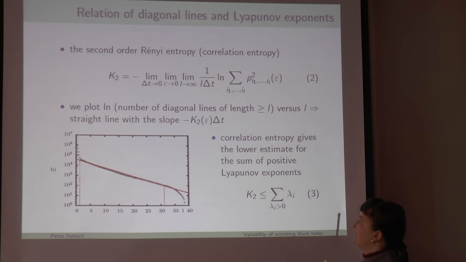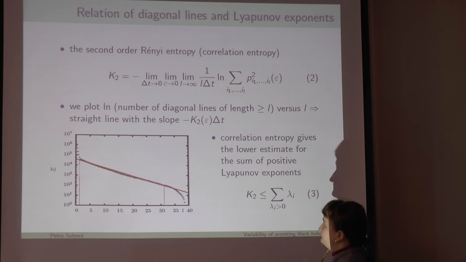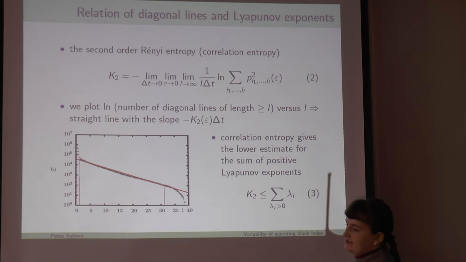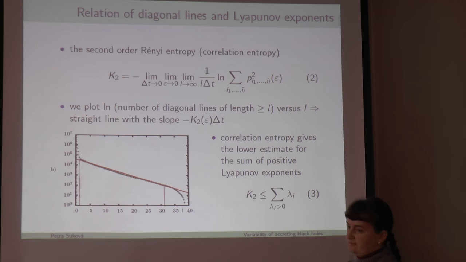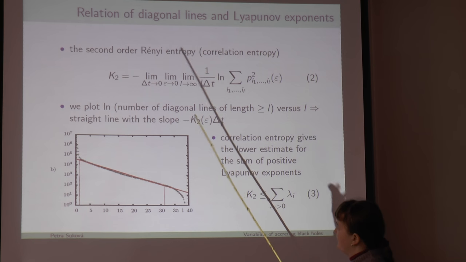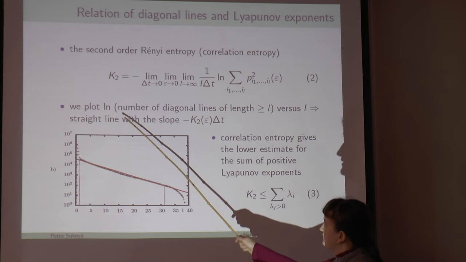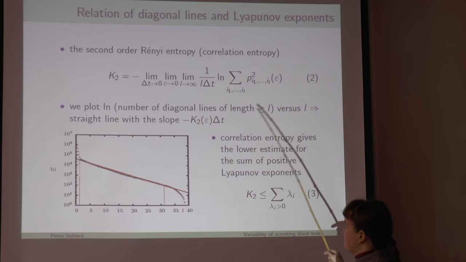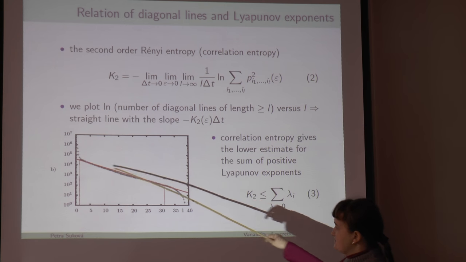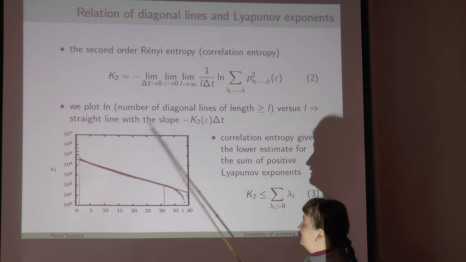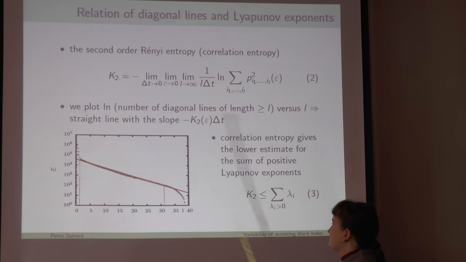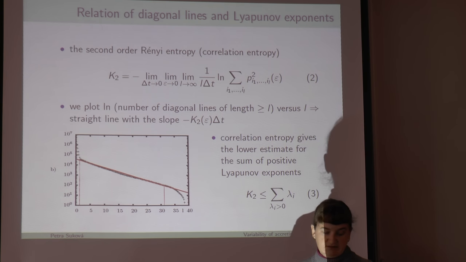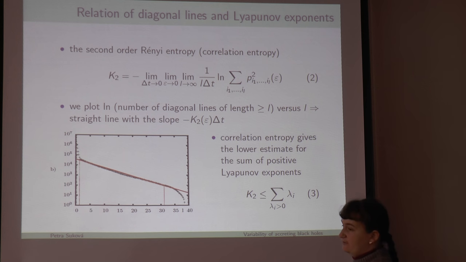And I have shown you already in spring that these properties of the diagonal lines actually can be connected with the correlation entropy and so with the Lyapunov exponents of the system. I will not repeat the derivation, but if you plot the logarithm of the number of diagonal lines which are longer than some given L versus this L, you should get a straight line with the slope given by this correlation entropy K2. And this correlation entropy is actually the lower estimate for the sum of positive Lyapunov exponents.